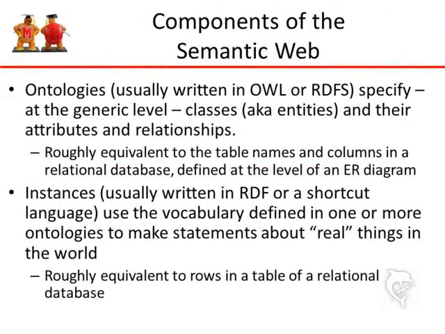So our two main components in the semantic web are ontologies and instances. Ontologies specify classes, their attributes or characteristics, and the relationships that members of a class can participate in with members of other classes. Instances take the classes that were invoked and described in ontologies and apply them to specific resources or data.